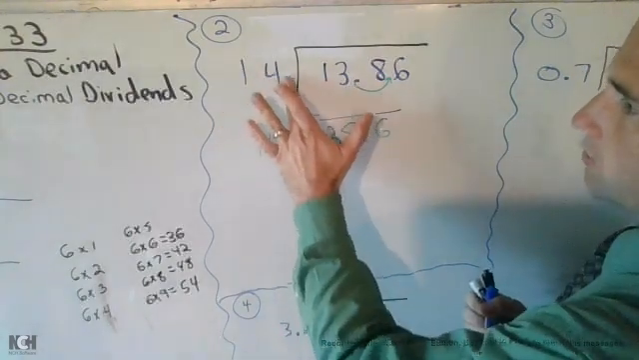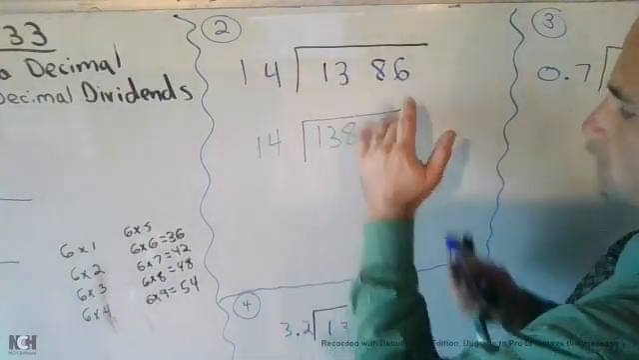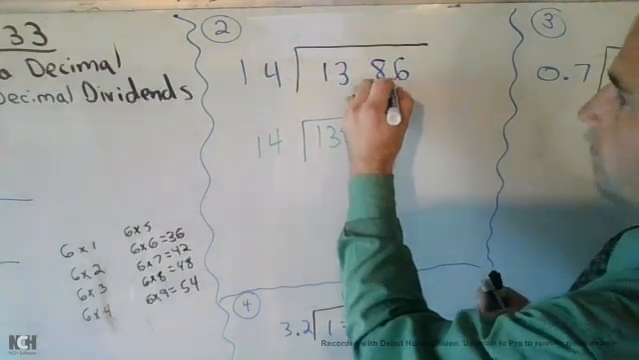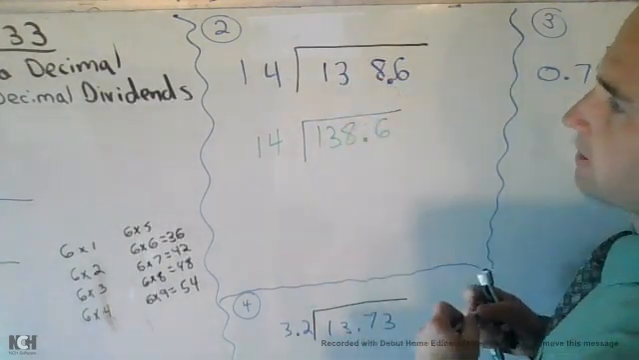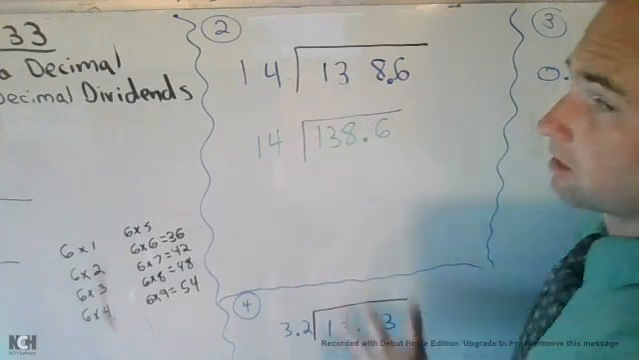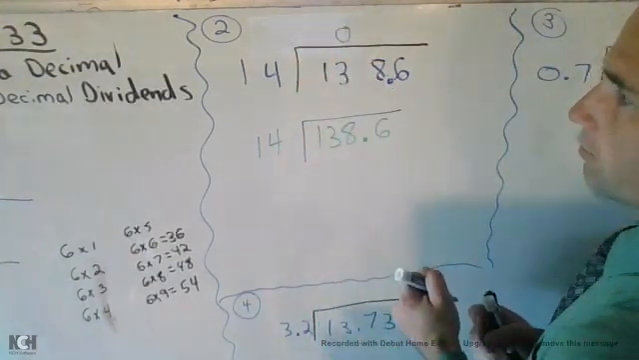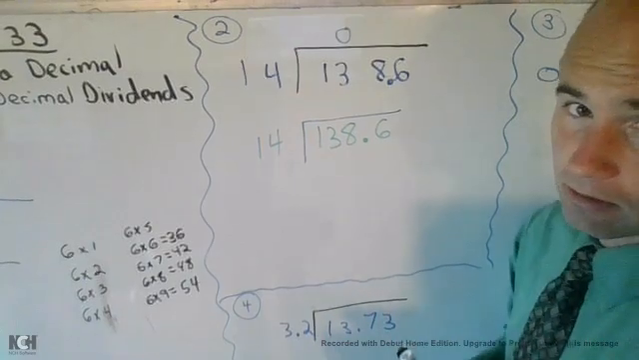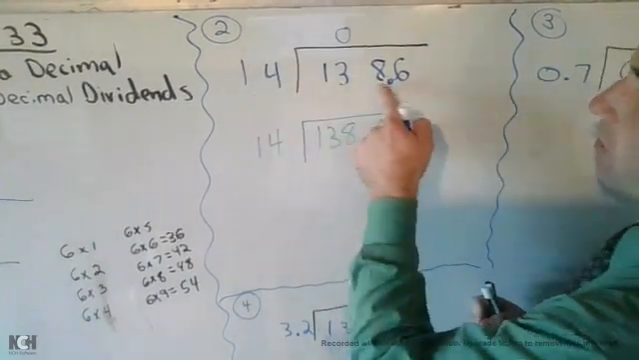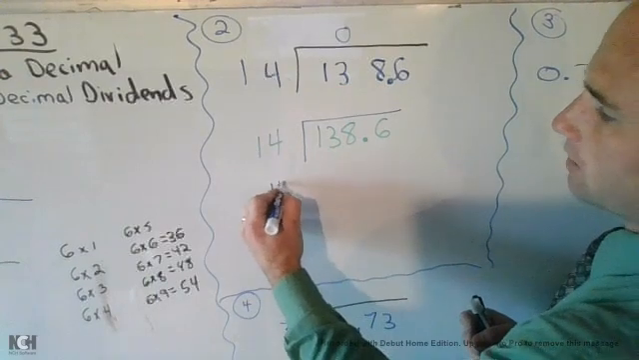So I can just do that here as well. Now I have to ask myself, how many 14s will go into 13? None. So how about I just put a 0 there to hold that place so I don't accidentally put something there. How many 14s will go into 138? So now I have to do my 14 times tables.